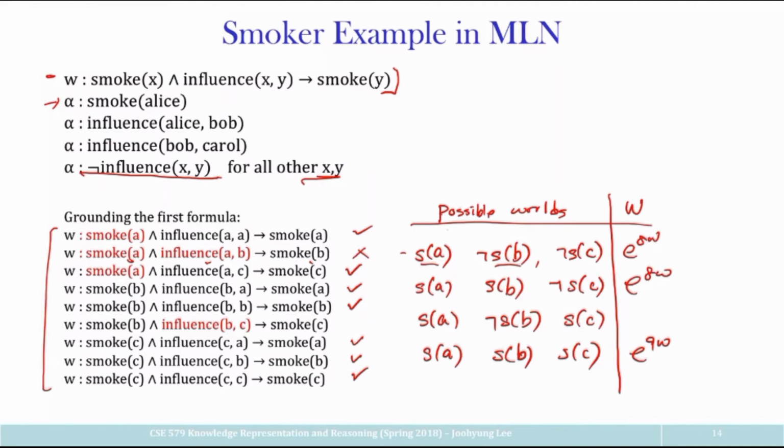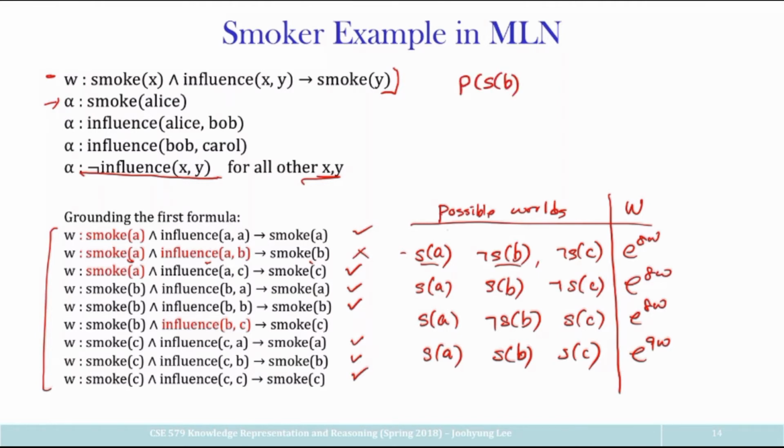This is the same as the first case, right? Smoke A is true but smoke B is false. It does not satisfy the second formula, but all other formulas are true. So you get e to the power of 8W. Knowing this, let's go back to the probability.